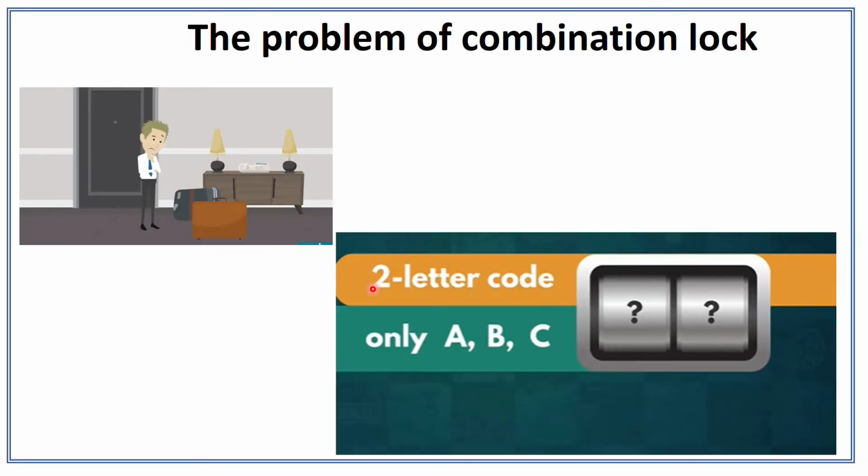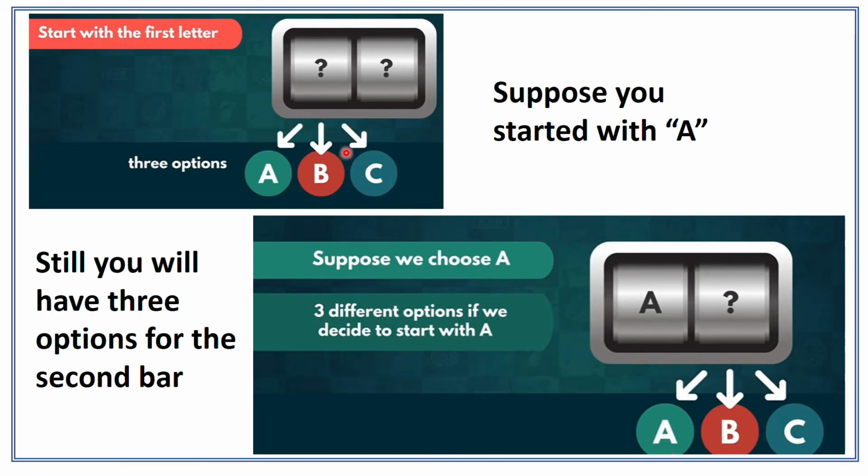Variations with repetition. Suppose you have a suitcase and you have a lock. In this lock you can only use A, B and C, and it is a two-letter passcode. Now we will start one by one. Suppose you are trying the first letter of the passcode. Since you can use A, B or C, suppose you start with A.